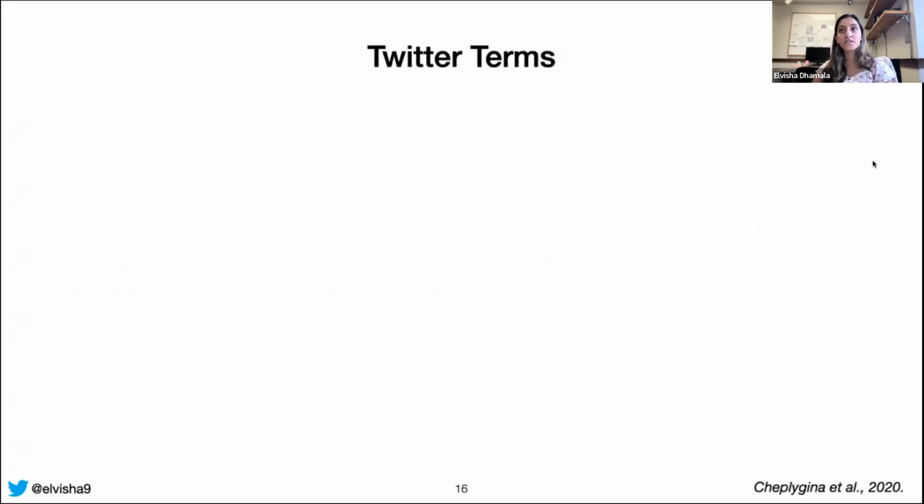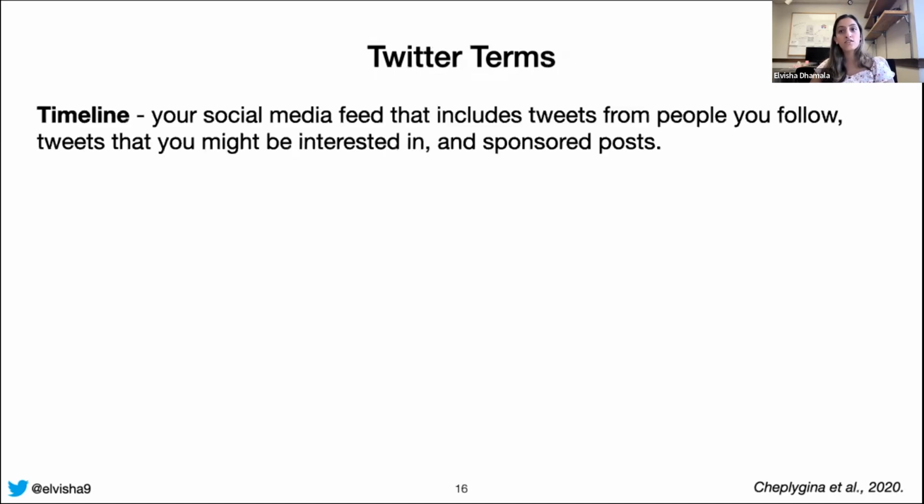And in terms of some key terms, I know some people have said it's a little bit overwhelming or they're not on it. So I'm just going to go through some terms about what the Twitter lingo is, so you might be more familiar with it and not as intimidated. Your timeline, which is what shows up when you first log on, is your social media feed. That includes tweets from the people you follow, tweets you might be interested in, as well as sponsored posts.